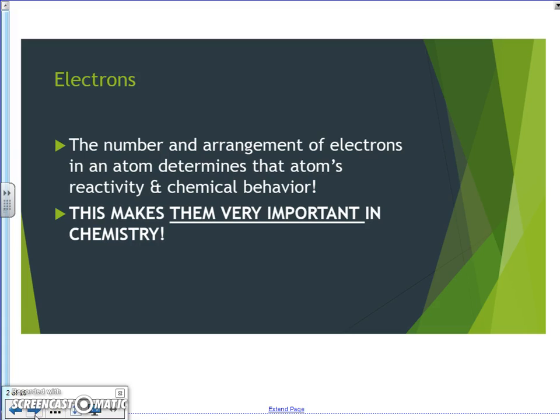So electrons are going to be really important for what we talk about. They determine an atom's reactivity and behavior, which really is what chemistry is: how you react with something, how you act and interact with other compounds, mixtures, atoms, stuff like that.